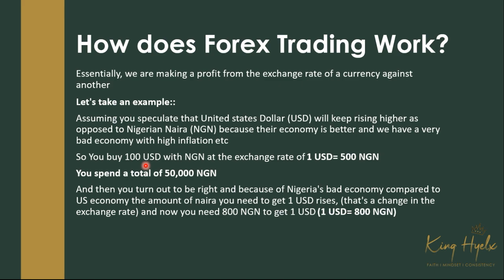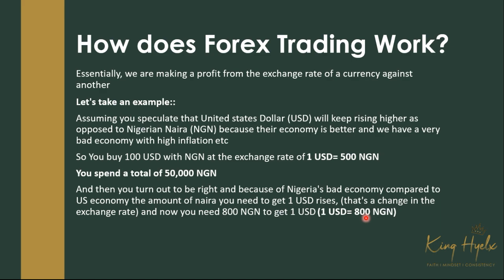And then it turns out you were right, and because of Nigeria's bad economy compared to the US economy, the amount of naira you need to get $1 rises. So that's a change in the exchange rate, because that's basically what we're doing. We're trading changes in the exchange rate. Now let's say you need 800 naira to get 1 USD. Keep in mind, earlier on you needed 500 naira to buy 1 USD, and now 800 naira. The exchange rate has changed by 300 naira.